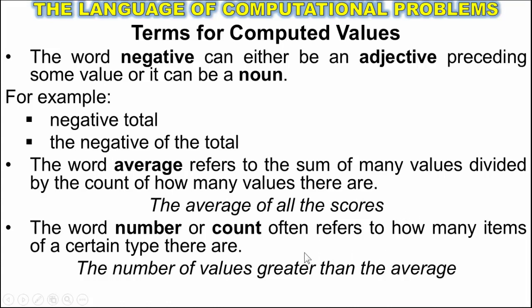The word number or count often refers to how many items of a certain type there are. For example, the number of values greater than the average.